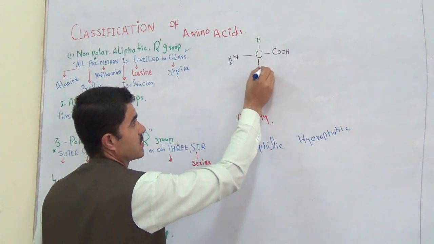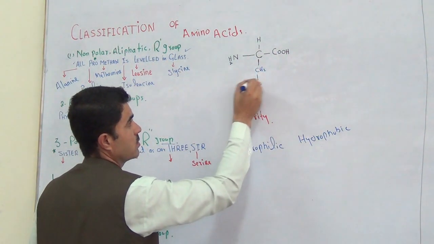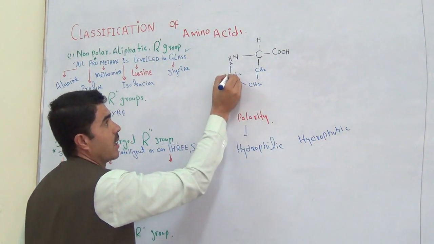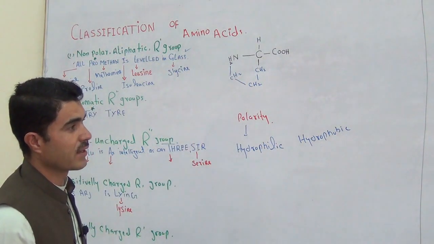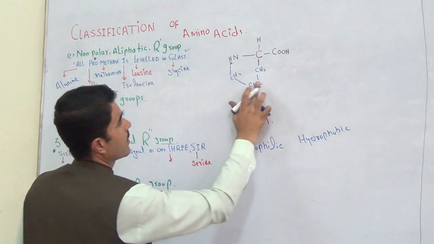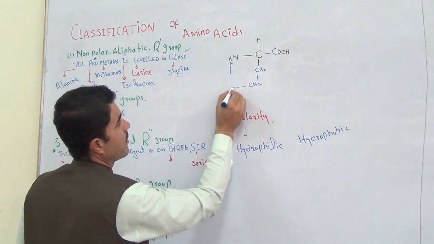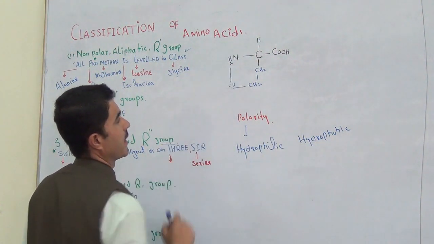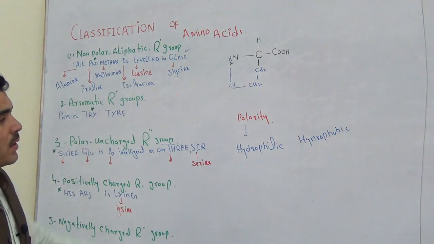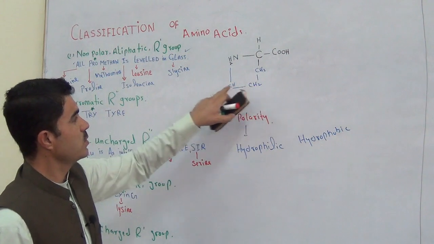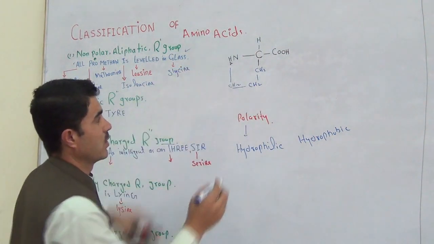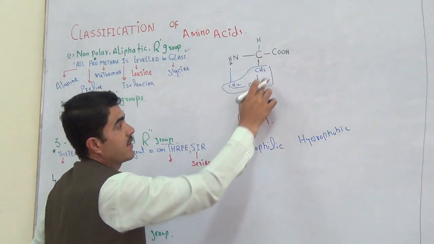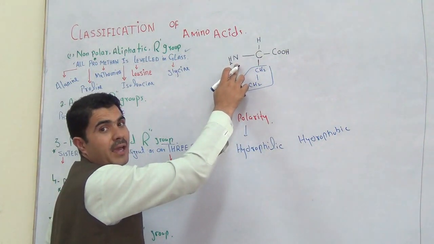Here we have a side chain CH2, CH2, another CH2, and that CH2 is then linked with the amino group. So you can write it like this, in a proper way. You can also write it like this. CH2 and NH2. Look at that. This is the side chain, a side chain of three carbons, and that three carbon side chain is linked with the NH2.